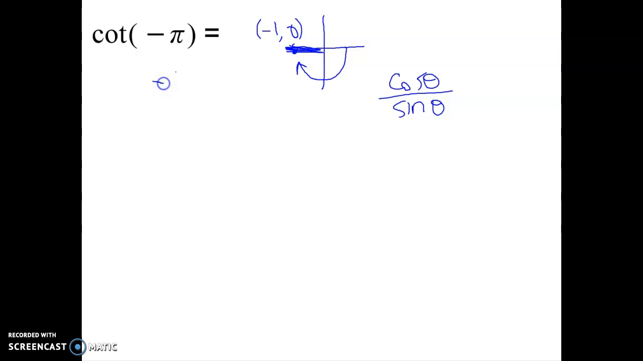So cosine, which is my x value, over sine, which is my y value, is -1 divided by 0, well, that's undefined. As long as I have 0 in the denominator, it's going to end up being undefined. So the cotangent of negative pi is undefined.